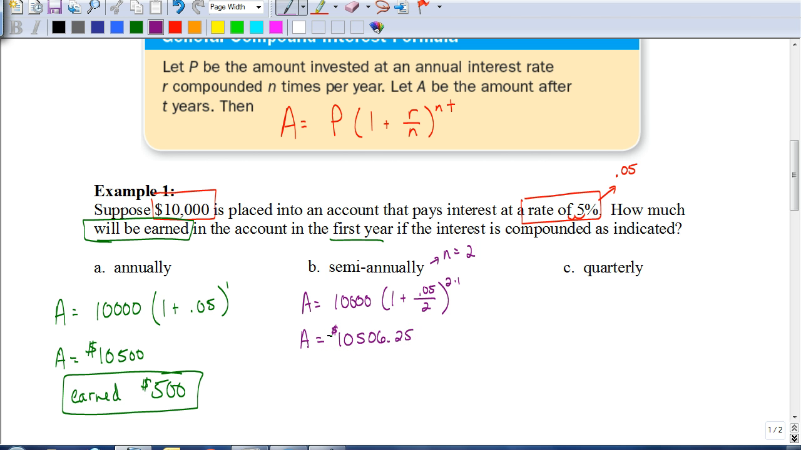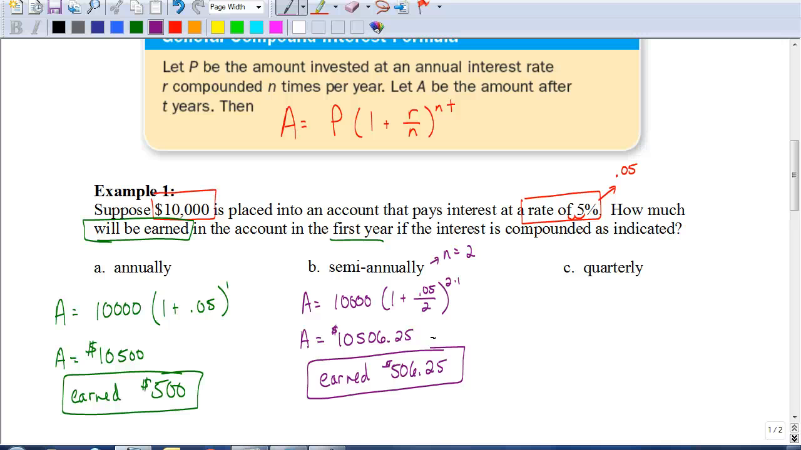But remember, that's the total amount. What we earned is $506.25. Now remember, the reason why it's not that big of a difference is because we still have the same interest rate. Instead of that interest rate being applied at the very end of the year, we're taking that interest rate and dividing it in half. So after 6 months, you would get part of your interest that you earned, and that gets put in your account. But now with the remaining half of the year, what you gained to begin with, that little bit of interest, is getting reapplied.